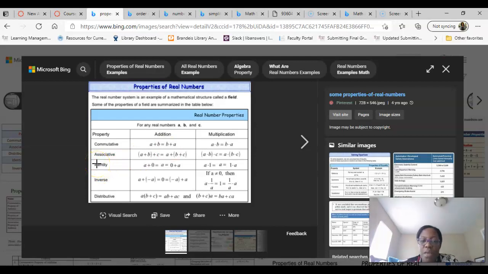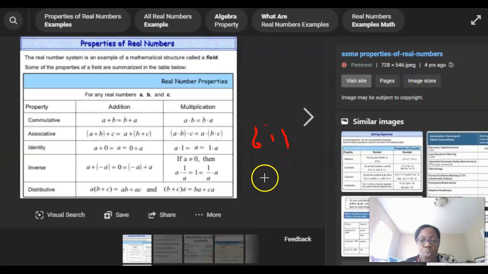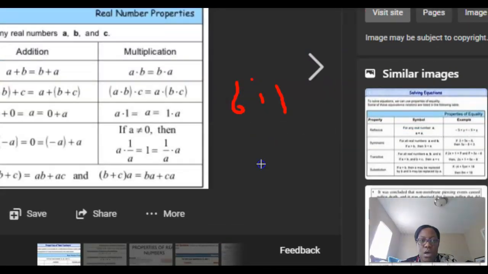For identity, A plus 0 is the same as 0 plus A. So if you have 2 plus 0, that's the same as 0 plus 2. Why? Because 2 plus 0 is 2 and 0 plus 2 is 2. In terms of identity, A times 1 is A. If you have 6 times 1 is 6, but that's the same as 1. Oh, sorry. I think I zoomed in too far.